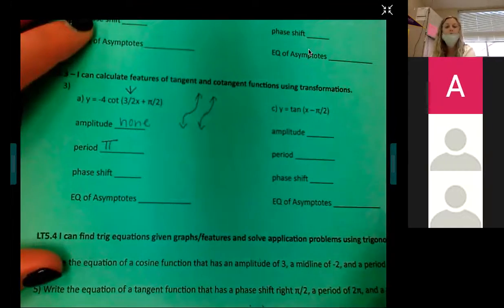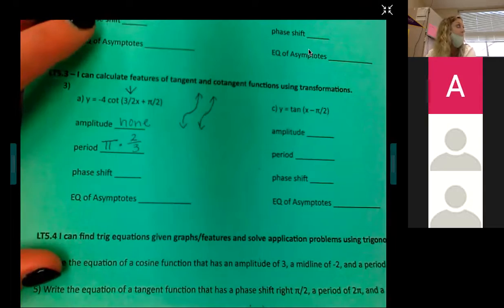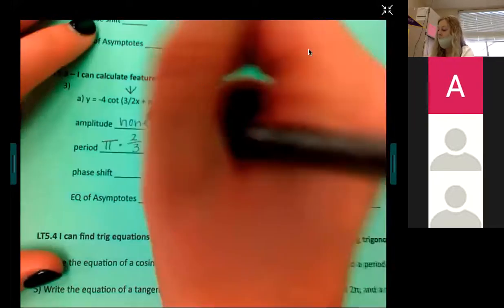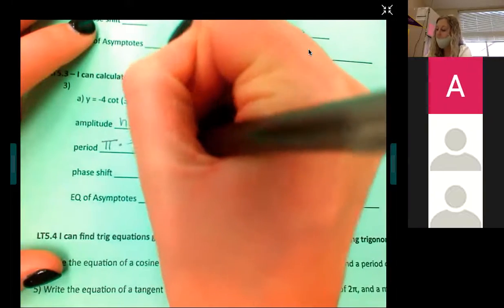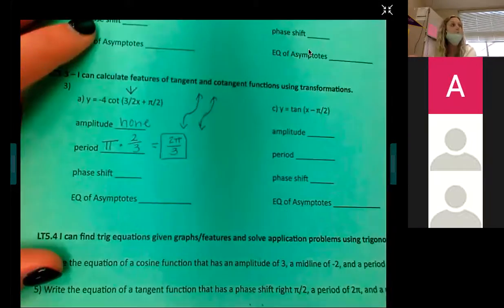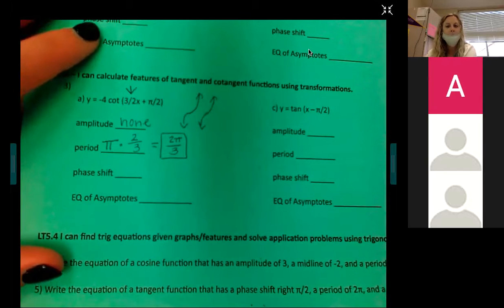What are we multiplying it by? 2 over 3. Don't forget to flip it and do the opposite. That's where y'all will mess up on the test, okay? So what should the new period be? 2 pi over 3 or 2/3 pi. That's fine if you type in 2/3 pi. Any questions about the period?